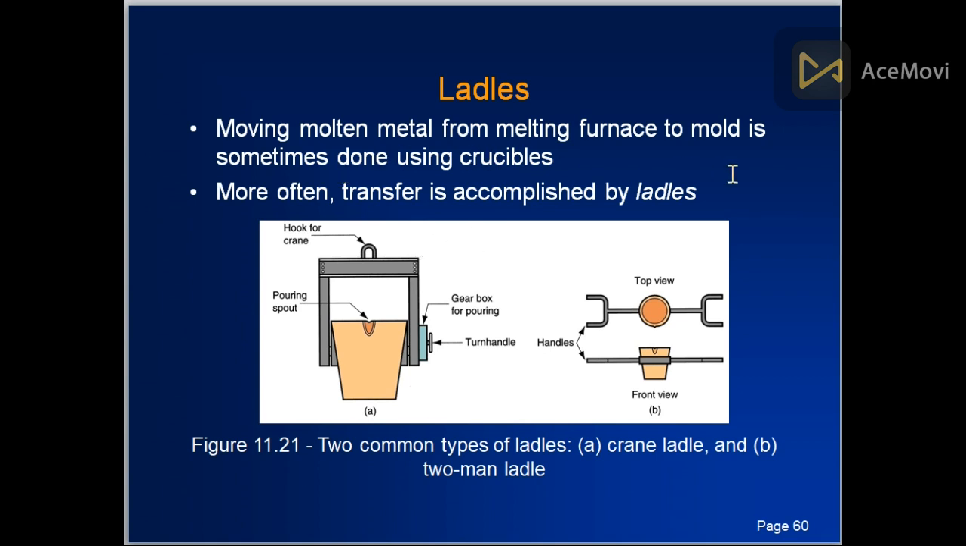Moving molten metal from the melting furnace to the mold is sometimes done using crucibles. More often the transfer is accomplished by ladles. This is known as the ladle. This is basically a crane ladle, and this is a two-man ladle.